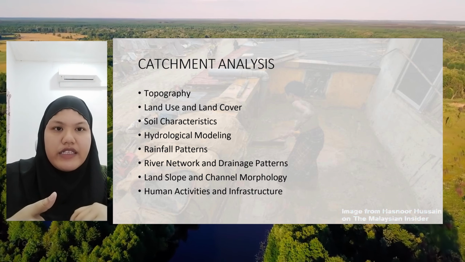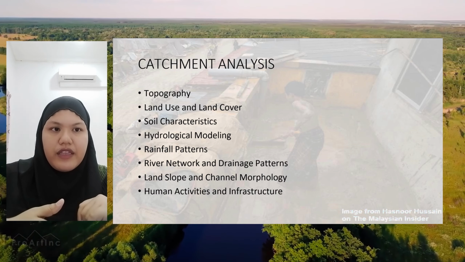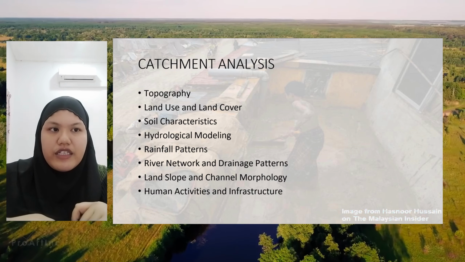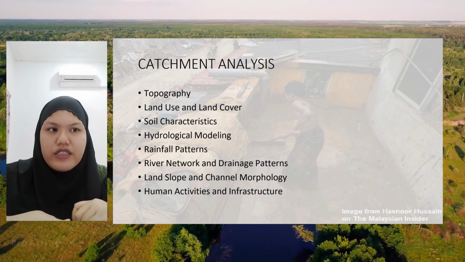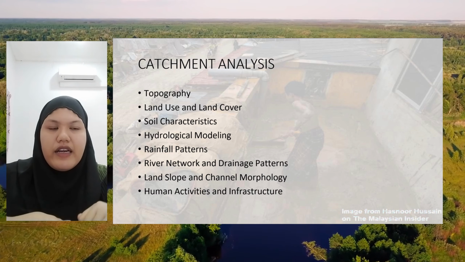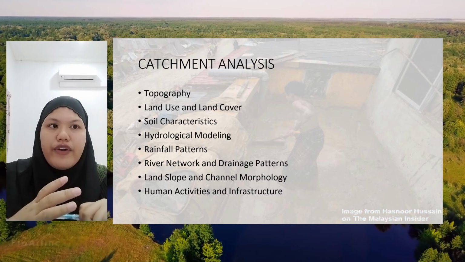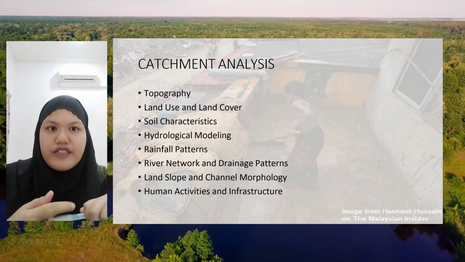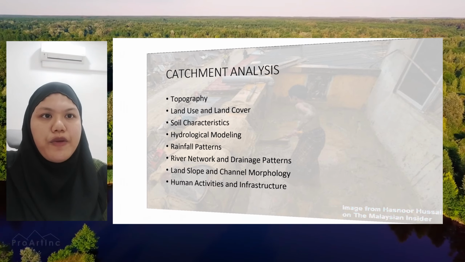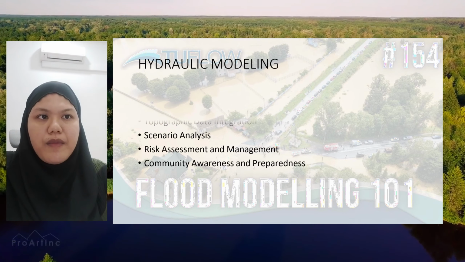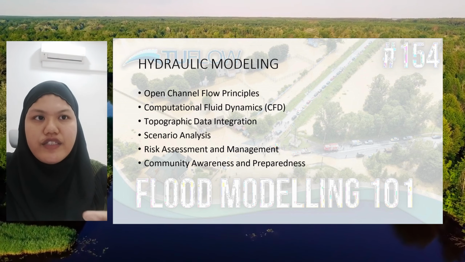And the last one is human activity and infrastructure. We can identify human activity such as deforestation, construction, and dam operation that may impact the catchment's hydrological characteristics. Second, consider the influence of infrastructure on water flow, such as a dam, reservoir, and stormwater management system.